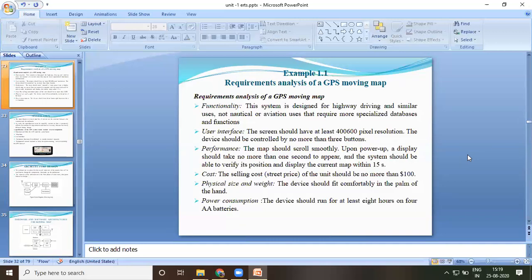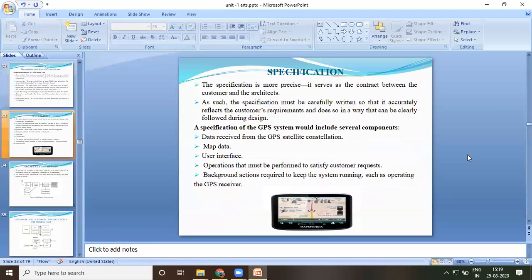The cost will be $100. The physical size and weight should fit the form of the size. Power consumption will be from an AA battery. The specification is more precise. It serves as a contract between the customers and the architects. Second, it is carefully written so that it accurately reflects the customer's requirements and does so in a way that can be clearly followed during the design.